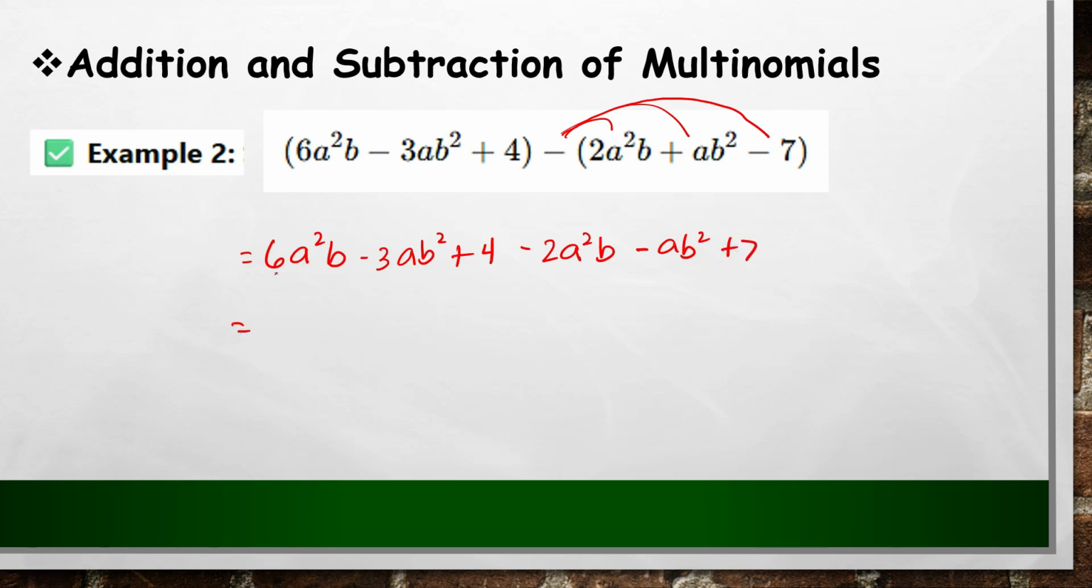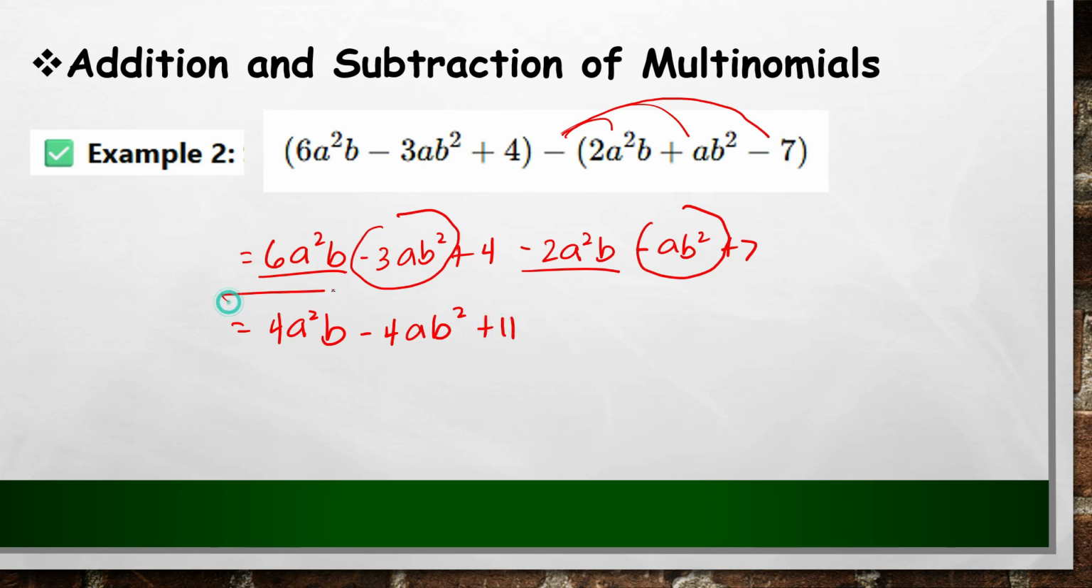Alright, so let's combine the like terms. So let's start with negative 6a squared b and negative 2a squared b. So negative 6 minus 2 is equal to negative 8. And then let's consider the next two terms. So both are negative, so that means we need to add the 2. So that's negative 4ab squared. And the last terms that we will add are both positive, 4 and 7. So we can just add them. That's positive 11.